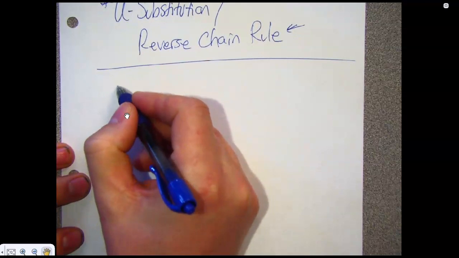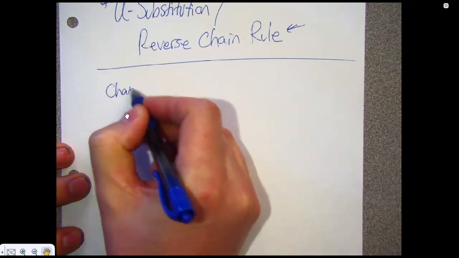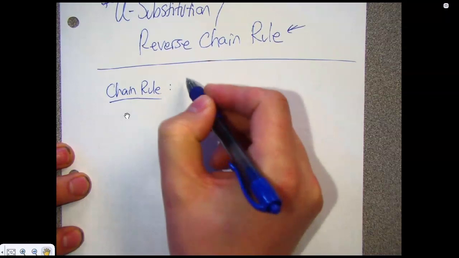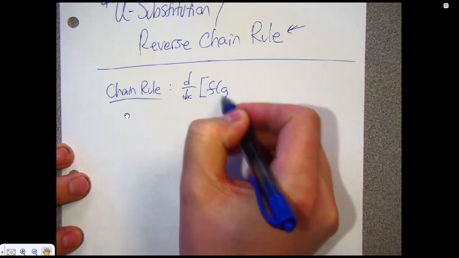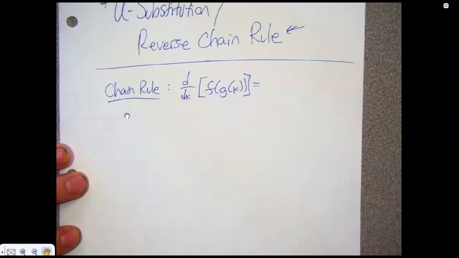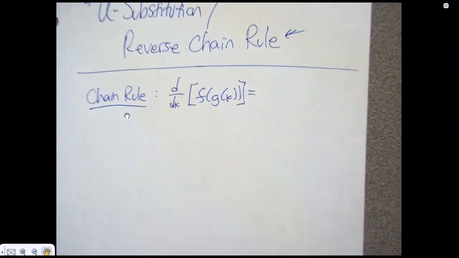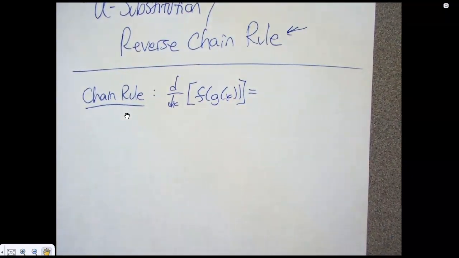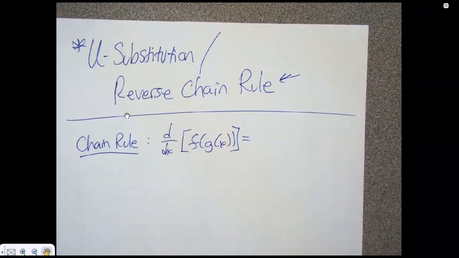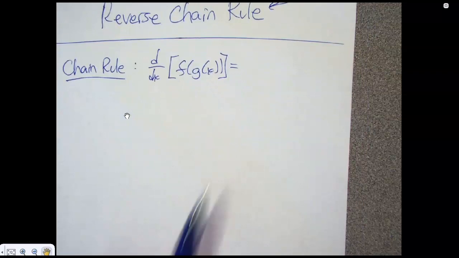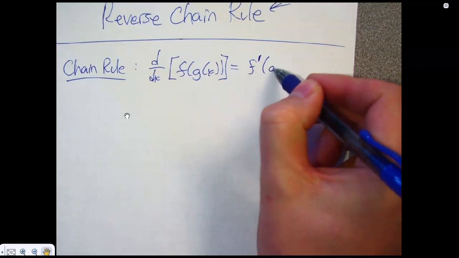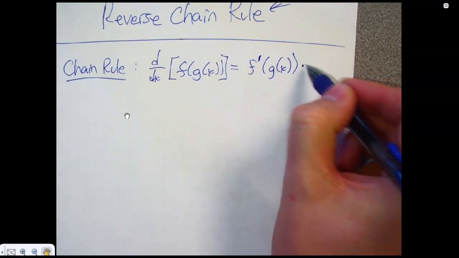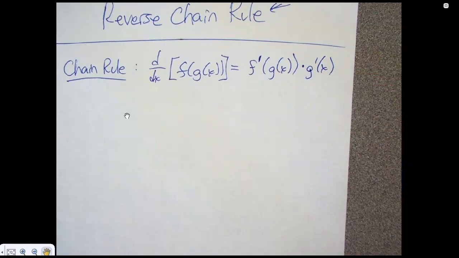Just regular forward derivative chain rule says the derivative of f of g of x. Remember, we would say you take the derivative of the big guy, so f prime, you leave the little guy alone, and then you multiply by the derivative of the little guy, right?